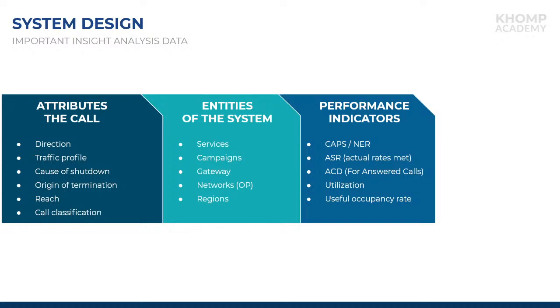So we have CAPS, as I said before, calls attempts per second, and network effectiveness ratio. That is, how many calls are routing to your carrier, for example? You need to know that. Okay, I'm sending 100 calls. How many of these are being routed to my carrier?